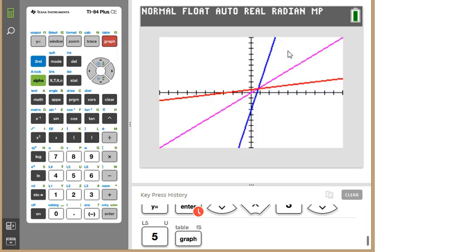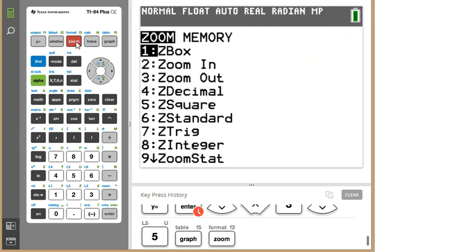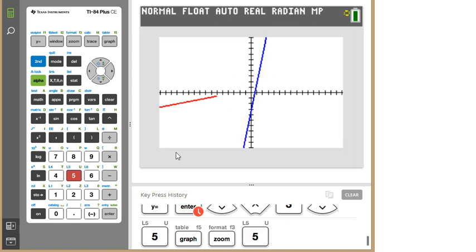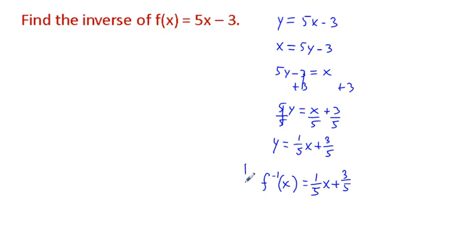Yeah, see, reflect about this magenta line. If we really want to get our proportionality exactly right, we can go to zoom square. It's going to give us our proportionality so that I hope we can better see the qualities that make these two functions, represented by the red line and the blue line, inverses of each other. They reflect about this magenta line y equals x. Okay, so this is going to be our correct answer.